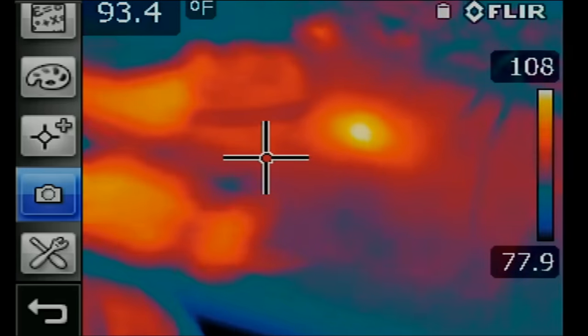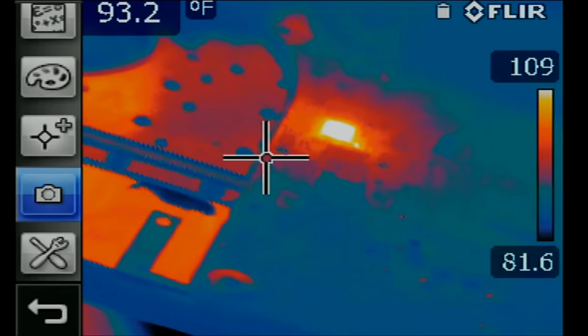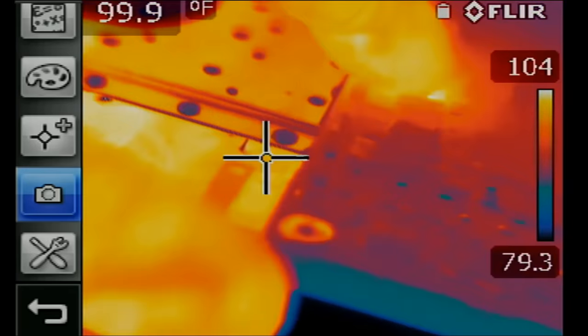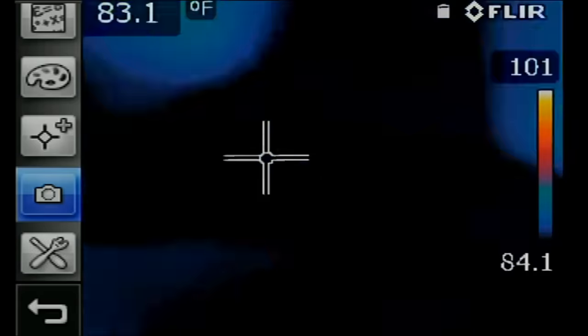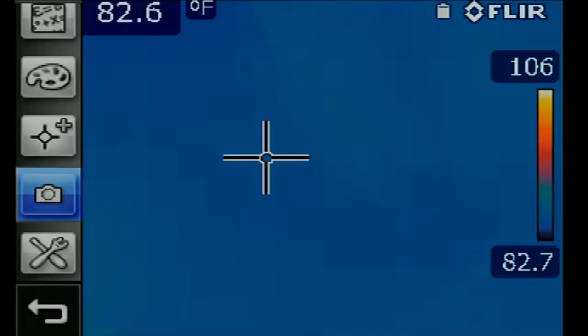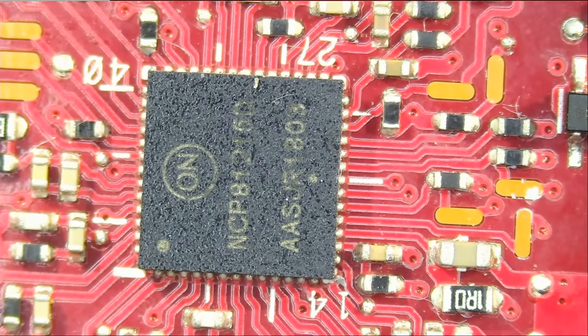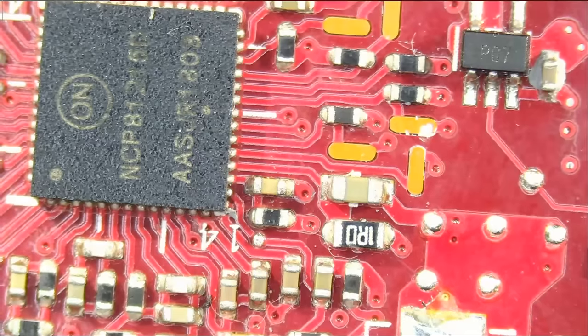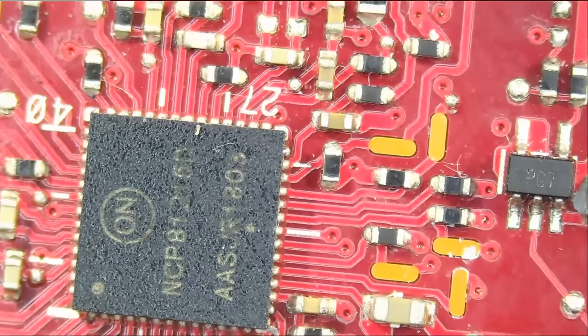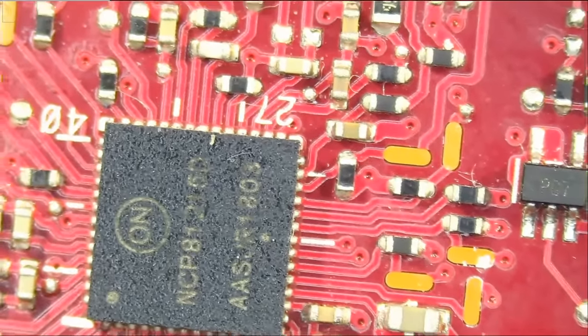There's one sharp heat spot right here. What's this? Let's check and see what that chip is. This is the NCP81215D, and looking online, this is a QFN power IC chip. Is it possible that this chip is bad, or something else is causing that chip to heat up?